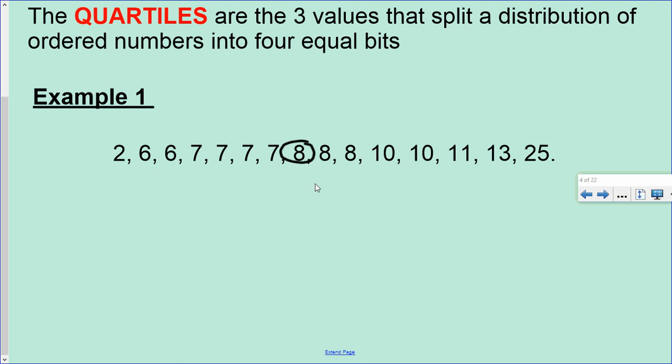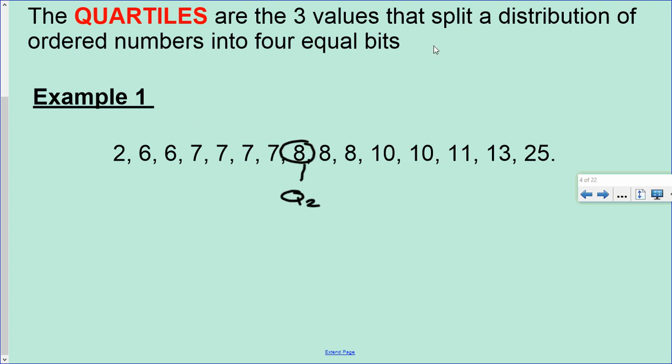One way to double check instantly if you're right is to count the values at either side. I should have the same number of numbers on each side if I've done it correctly. So we've got 1, 2, 3, 4, 5, 6, 7, and then 1, 2, 3, 4, 5, 6, 7. So this value in here, rather than writing median, we just write Q2. So that's our median done.